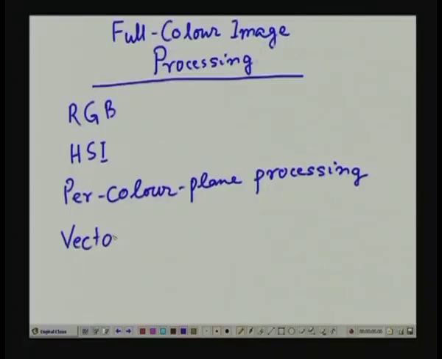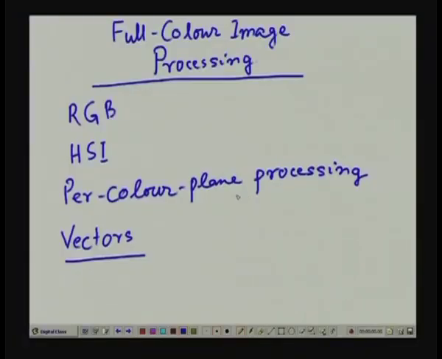As we have said, every color pixel has 3 color components. So, any color can be considered as a vector. If the color is specified in RGB space, then it is a vector drawn from the origin of the RGB color space to the point which specifies the color. So, there are two kinds of processing. One is per color plane processing, in which every plane is processed independently, and then the processed planes are combined together to give you the processed color output.